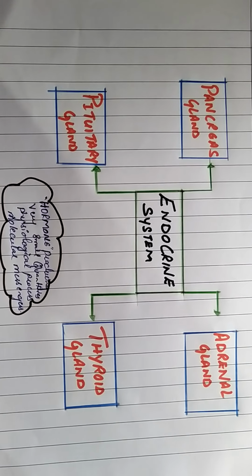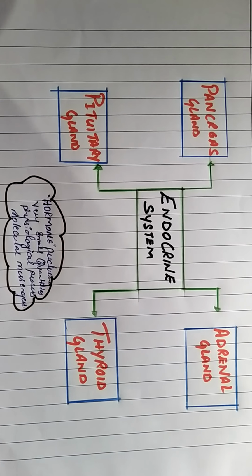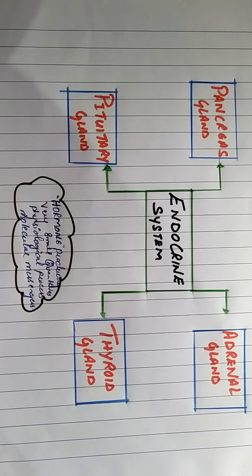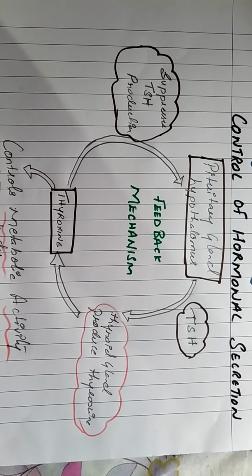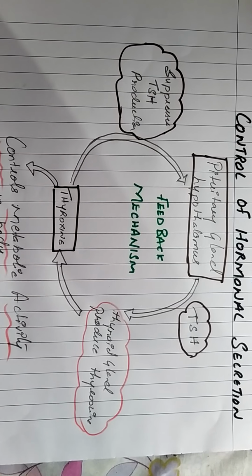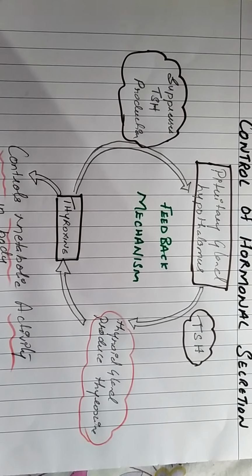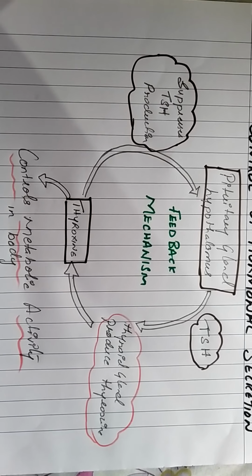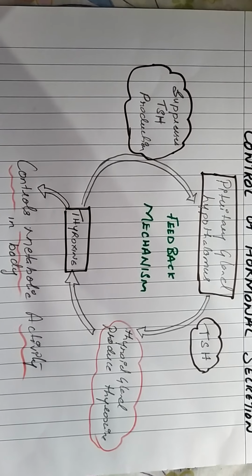So what is this feedback mechanism, or how do we control the hormone secretion? Let us go into detail now. This is the control of hormone secretion. As we all know, hormones are chemical messengers. They are secreted in a very small quantity, and only when they are needed are they produced.